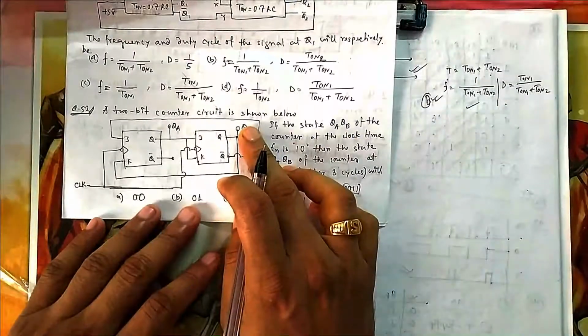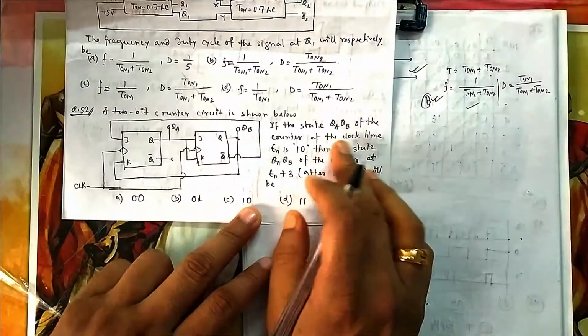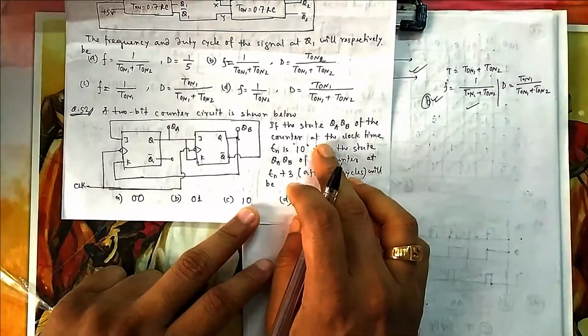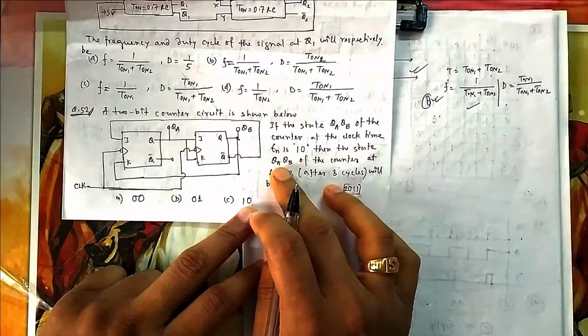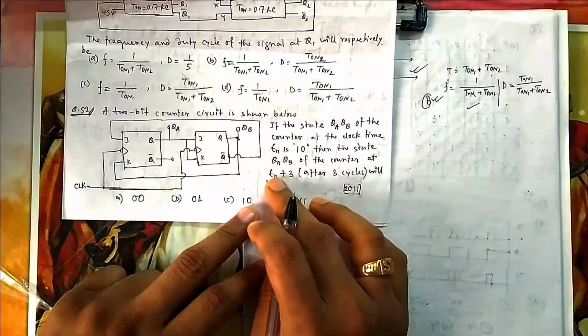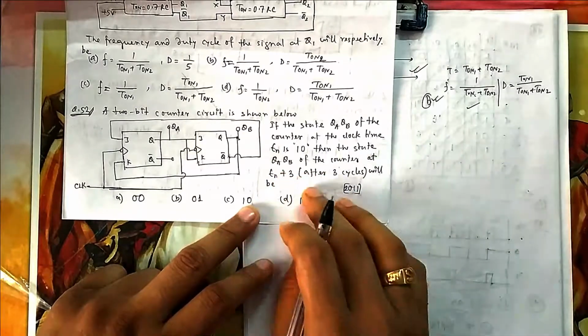So a 2-bit counter circuit is shown in the figure. If the state QA, QB of the counter at the clock time Tn is 10, then what is the state of QA QB of the counter at Tn plus 3? That means after 3 clock pulses you will give.